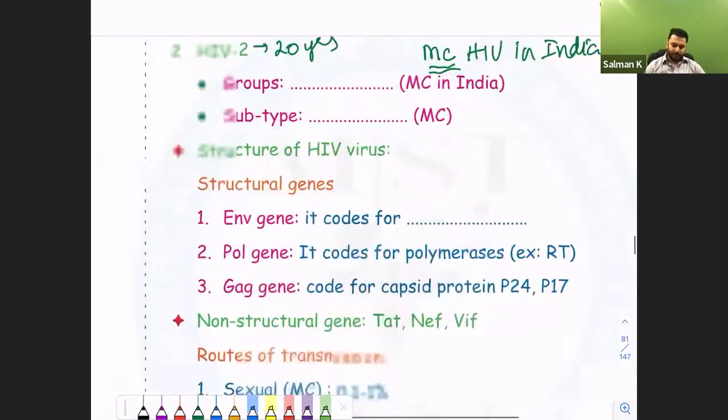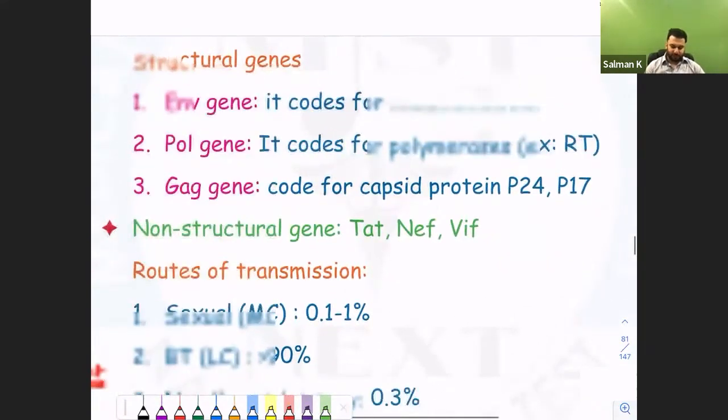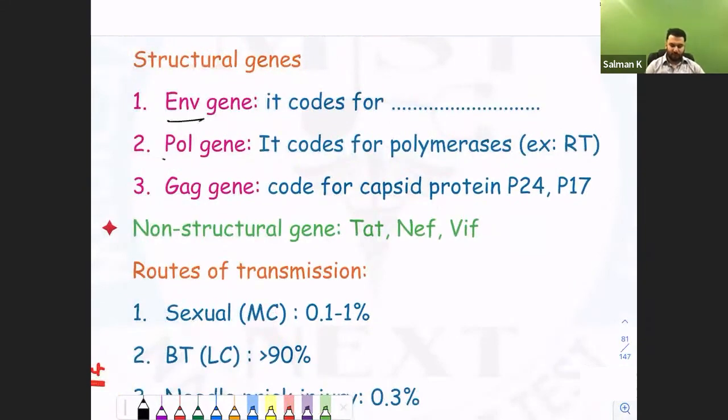Next, the HIV virus structure is based on three genes: the ENV gene, Pol gene, and GAG gene. These are the three genes that you're looking at right now. What you are supposed to know is that the ENV gene codes for the envelope proteins like GP120 and GP41. GP120 and then GP41, this is what you need to know.